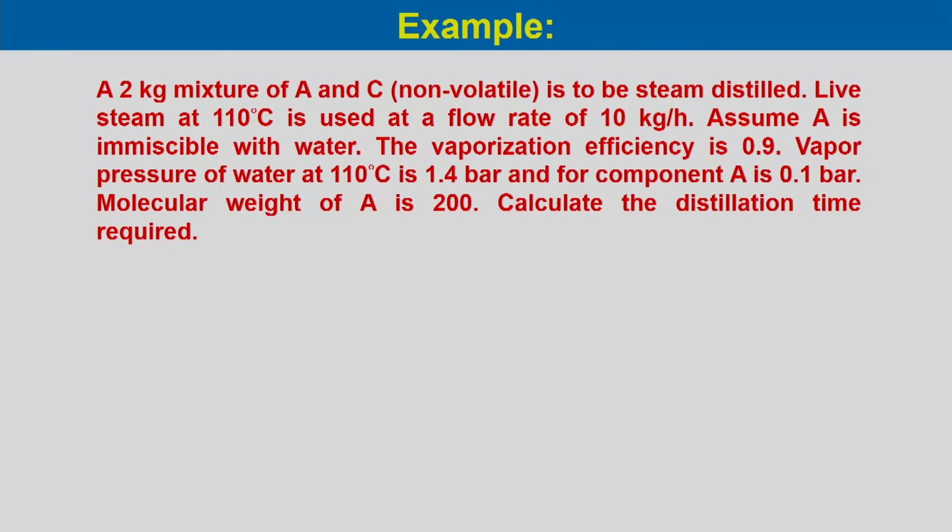A 2 kg mixture of A and C, where C is non-volatile, is to be steam distilled. Live steam at 110 degree centigrade is used at a flow rate of 10 kg per hour. Assume A is immiscible with water, the vaporization efficiency is 0.9, the vapor pressure of water at 110 degree centigrade is 1.4 bar, and for component A it is 0.1 bar at that temperature. The molecular weight of A is 200. Calculate the distillation time required.